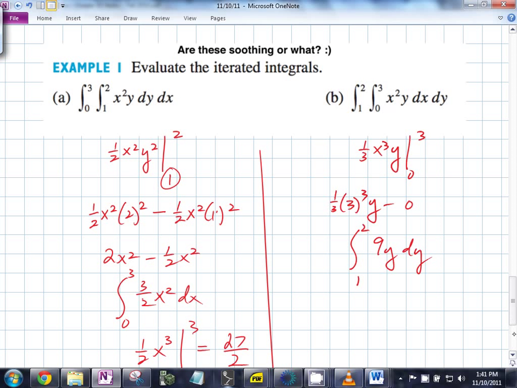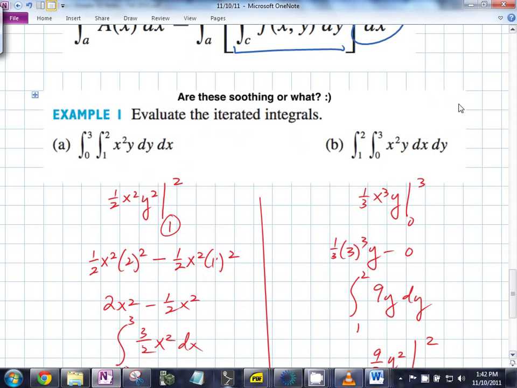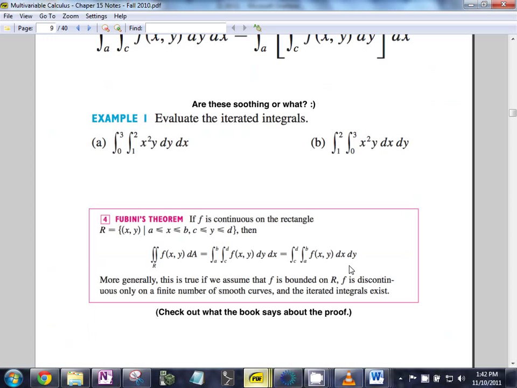So what do you end up with? 9 over 2 y squared from 1 to 2. So end up with what? 36 over 2 minus, which is? Does it come out to be the same thing? Yes. This specific fact that you can integrate these in either order has a specific name. Fubini's, I think it is. Where is it right here? Fubini's. Yeah, good. I got it right.